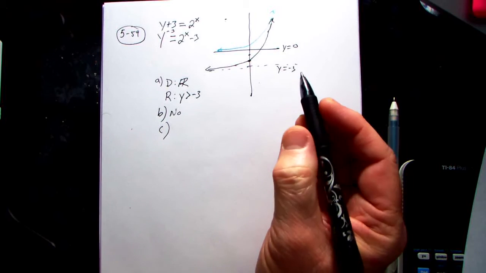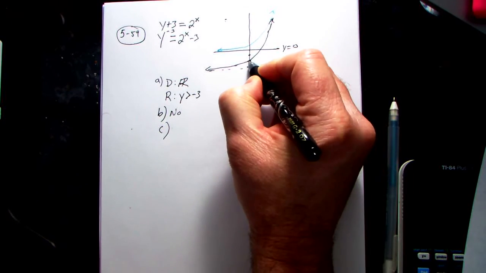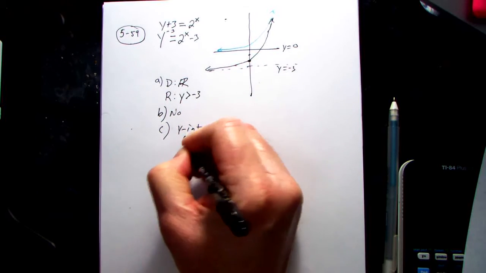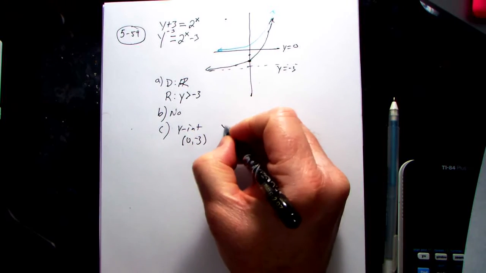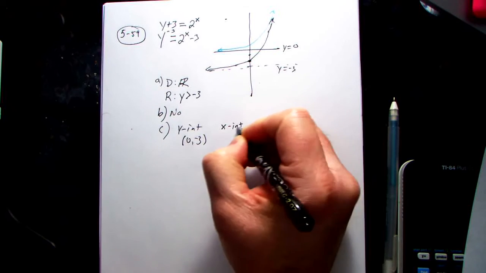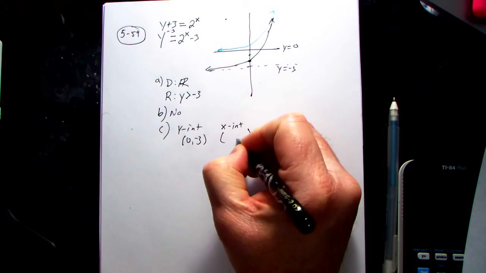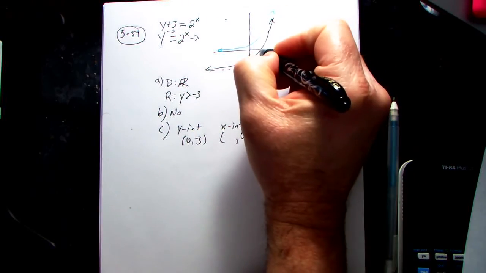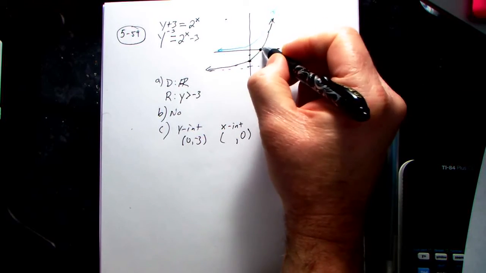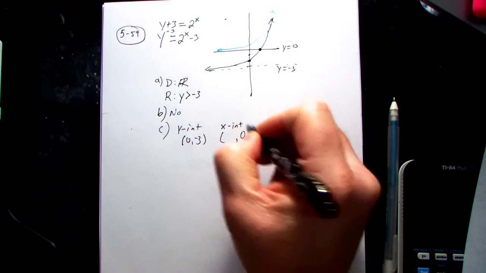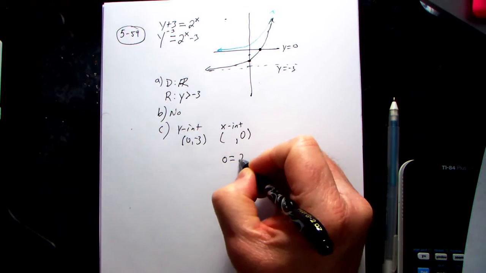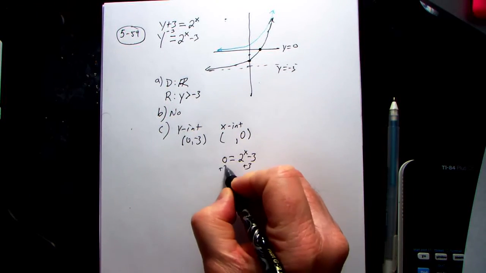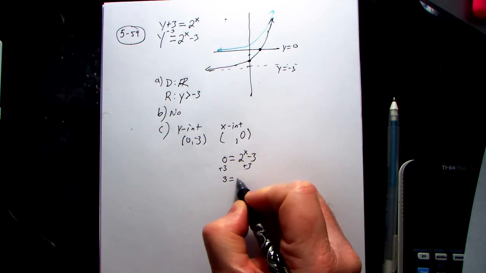C is what are the x and y intercepts? Well, the y-intercept is going to be this point right here. So the y-intercept is at (0, -3). The x-intercept is going to be when y equals 0. So at what point does y equal 0? What we're looking for is that point right there. What is its x-coordinate? You can think about this as 0 equals 2 to the x minus 3. Add 3 to both sides. 3 equals 2 to the x.